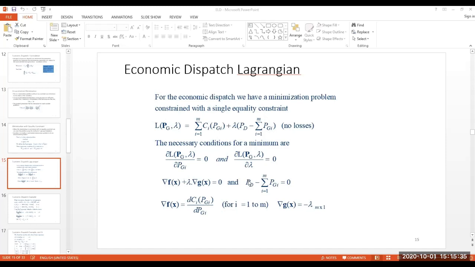And if you take the partial derivative, this one is basically this one. You are getting back your g of x, your constraint function. Then you are going to take del g of x. Why do you need del g of x? Because you have to put it here.